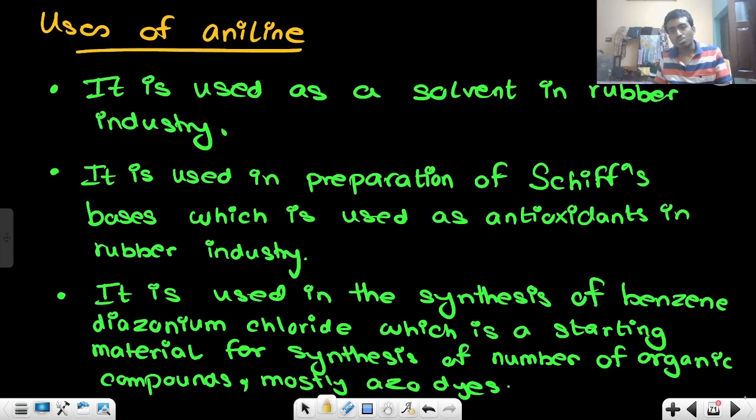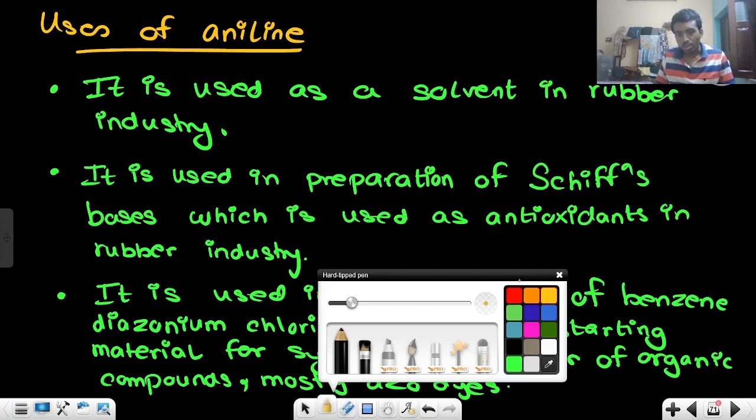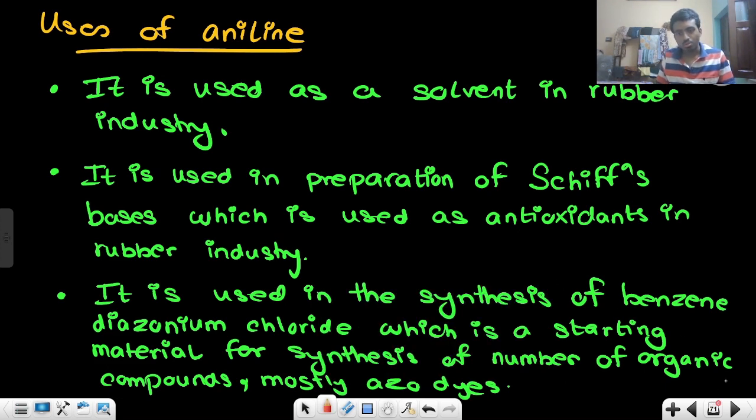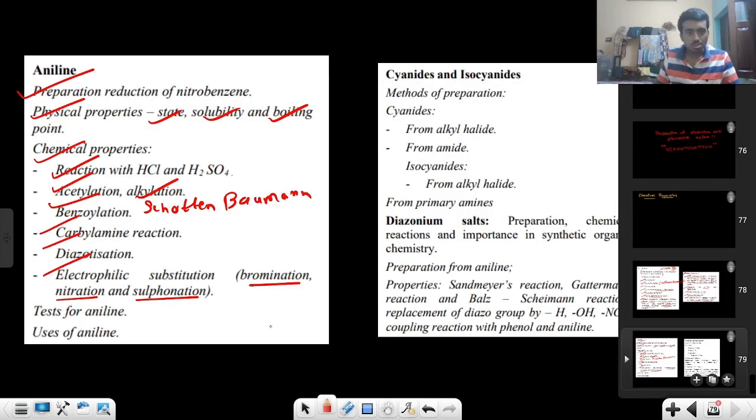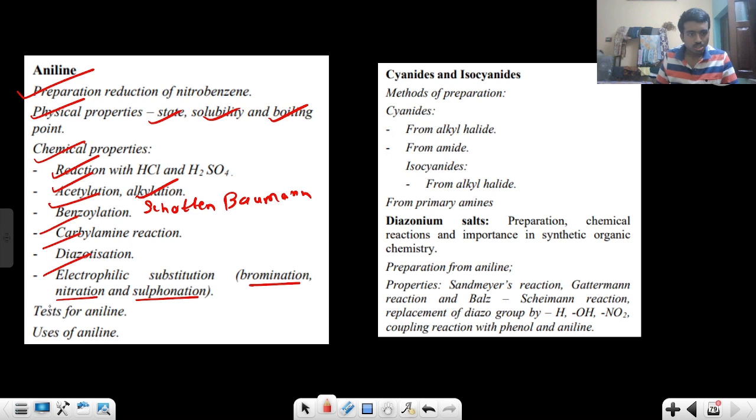These are the uses of aniline. If you want to read it, please read it, because I have nothing to explain over here. You just have to memorize these uses of aniline. Is it clear? I cannot help you out with this. I think you all have read it once. Let's come back to the syllabus portion once. Test for aniline discussed, usage of aniline discussed.